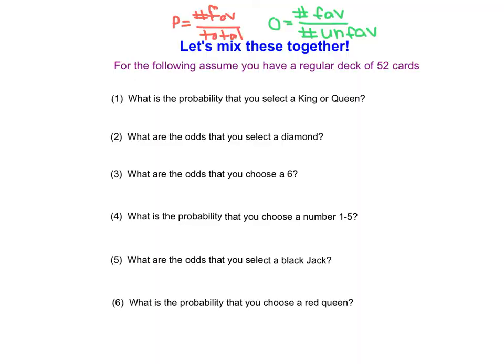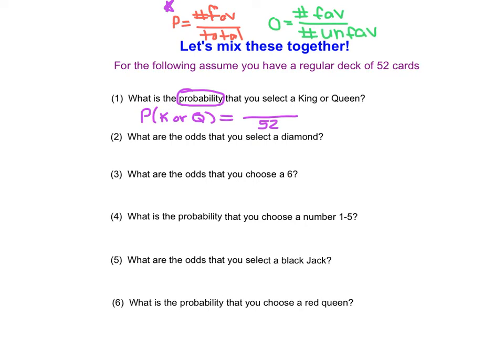So now let's mix these concepts together using our deck of cards and see if we can do probability and odds and really slow down and distinguish when we need to use which. So if we look at this first example here, it says, what is the probability that you select a king or a queen from your deck of cards? So remember, probability is the number of favorable over the total. So we do a probability of a king or a queen. And in probability, my denominator needs the total. So I have 52 cards as my total number of outcomes.